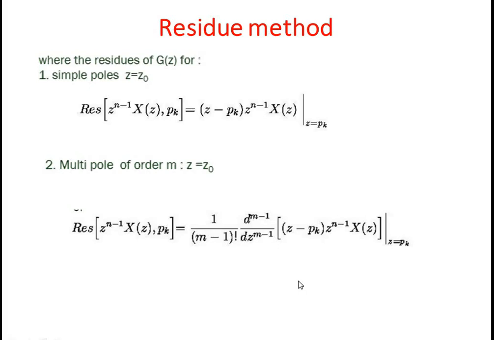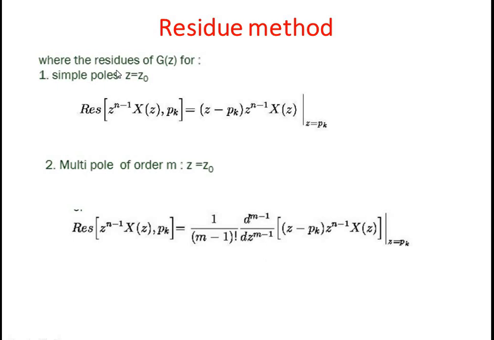In the last video we discussed the methods for finding the inverse Z transform. Among the four methods, we have discussed long division and partial fraction in the previous videos. Now in this video we are going to discuss the residue method. It is the third method in finding the inverse Z transform. It is more or less similar to the partial fraction method, except for slight variations in the formula.